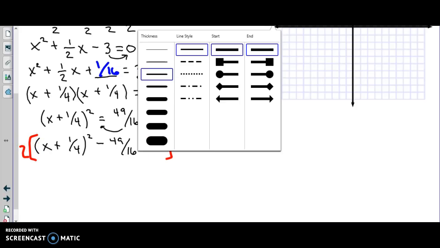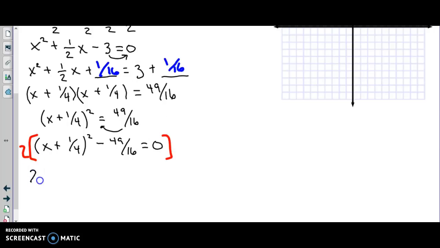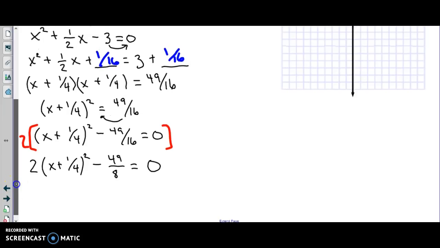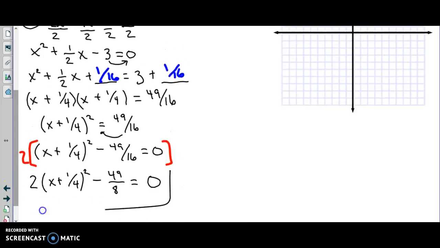And if I do so, that gives me 2 times (x + 1/4)^2 minus 49/8 equals 0. You're just multiplying 2 times this whole section and then 2 times the 49 over 16, and that just simplifies. Well, this is giving me the standard form, so this answers part A.